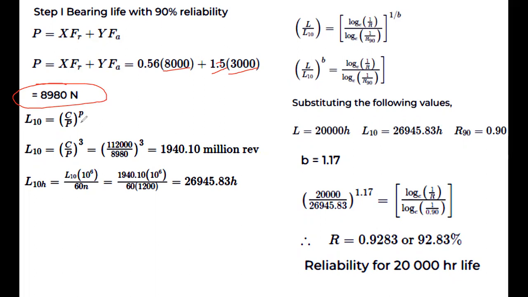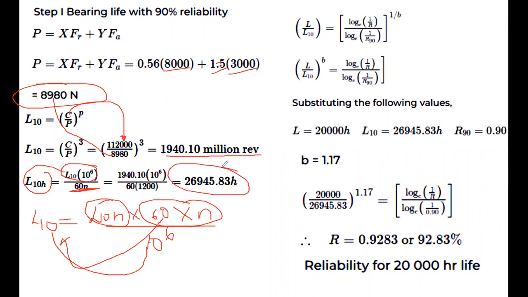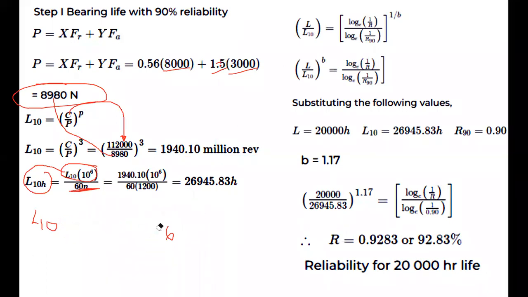In the load life relationship, we will find out L10. We already have C in the numerical. P we right now found out, raised to 3. That will become 1940.10 million revolutions. Life in million revolutions is there, but I want life in hours. So what is my formula? L10 is L10H into 60 into N divided by 10 raised to 6. So if I want L10H, L10 into 10 raised to 6 will be multiplied here, and 60 into N will go down in the denominator. So I will get the life as 26945.83 hours.